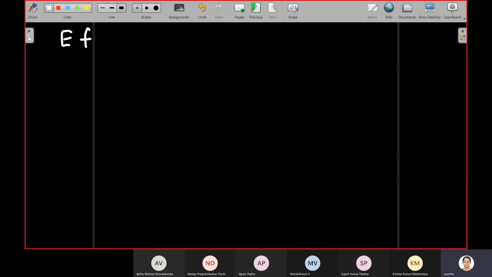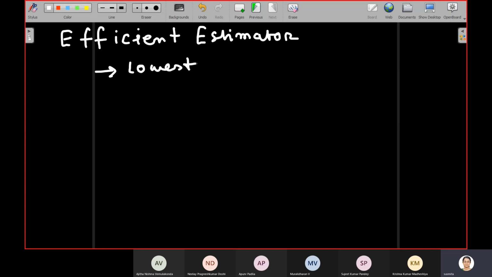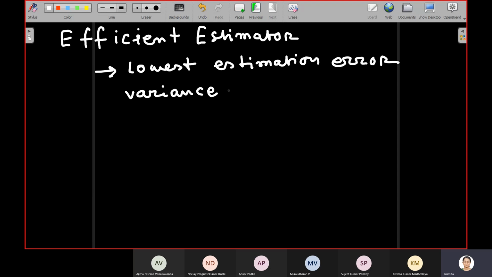Now, another desirable property of an estimator is efficiency. What is an efficient estimator? An efficient estimator has the lowest estimation error variance. But what about MMSE? Is it an efficient estimator? Now let's consider another unbiased estimator, and its estimate is exact. So what is the estimation error? The estimation error is this, and the estimation error variance is this one.